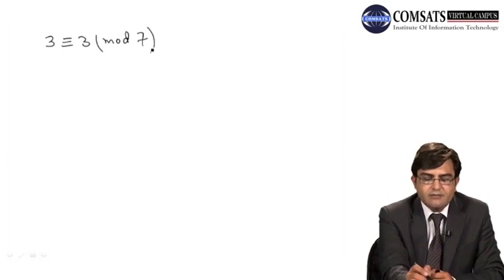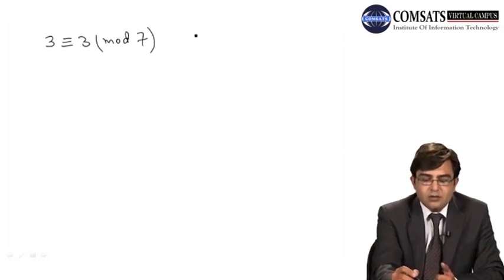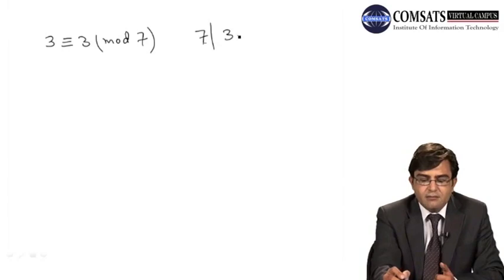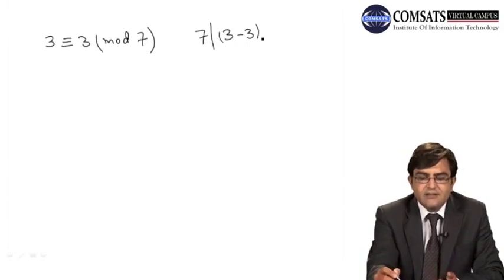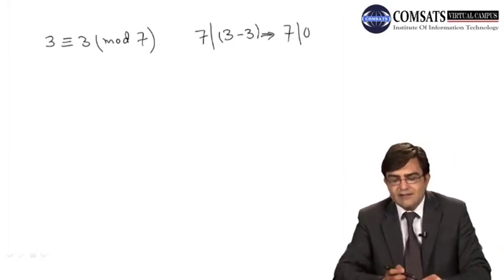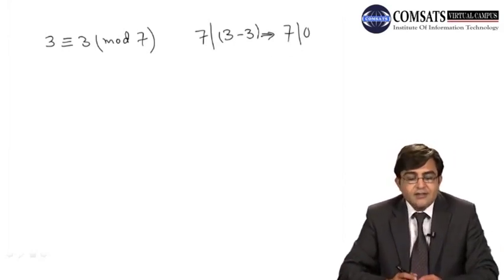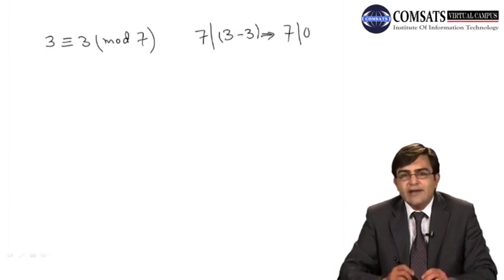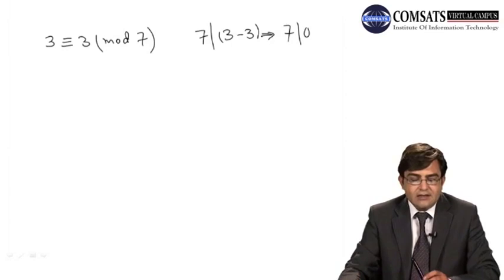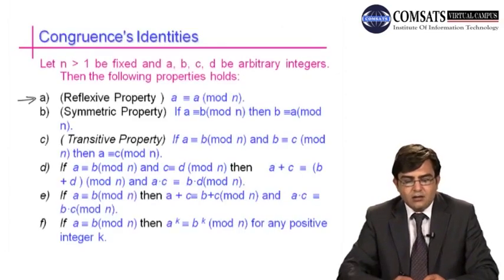So if we write it here, for example 7, so 7 always divides 3 minus 3. So 3 minus 3 is basically 0. This means that 7 divides 0, so every number divides 0. So this is true. It means that every number is congruent to itself always, no matter what n is. So this is the reflexive property of mod congruence.